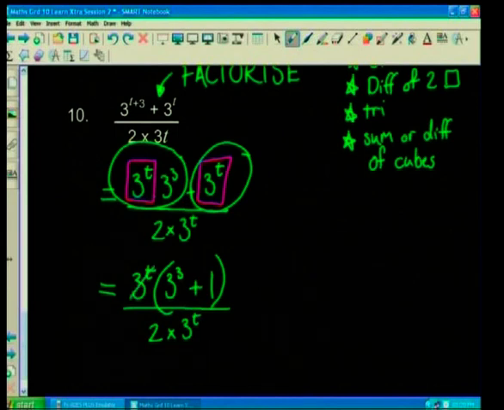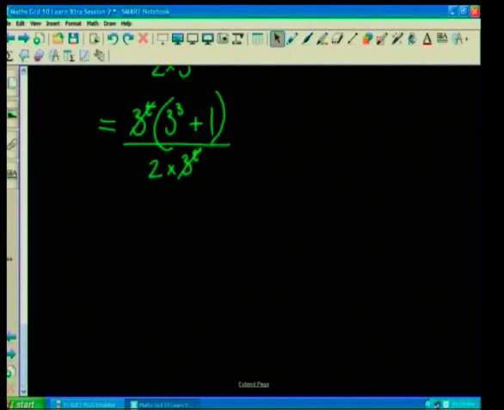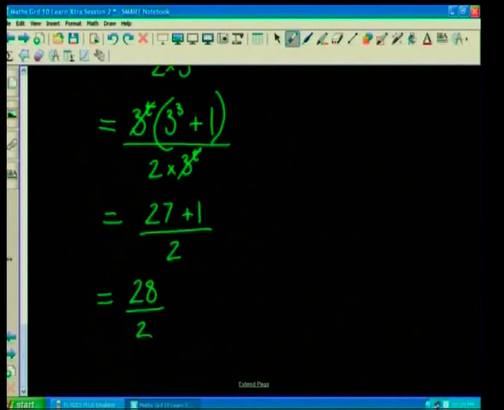3 to the power of t can cancel with 3 to the power of t at the bottom, and now we can use what we know already, that 3 to the power of 3 is actually 27, plus 1 over 2, which gives us 28 over 2, which is 14.